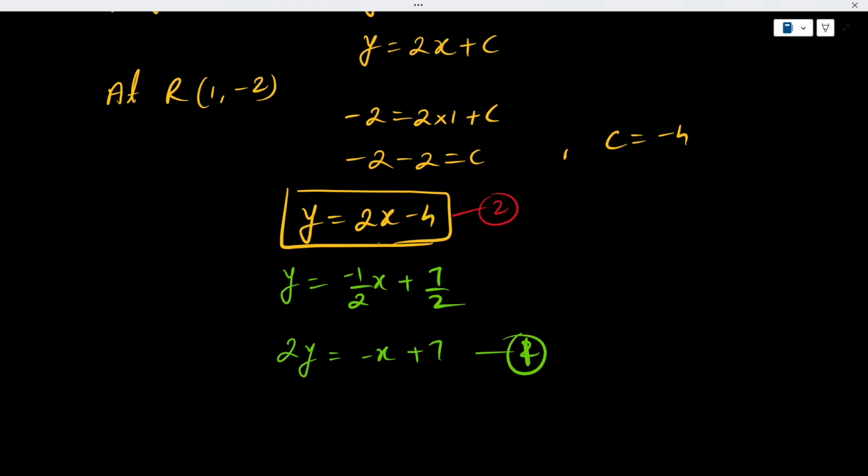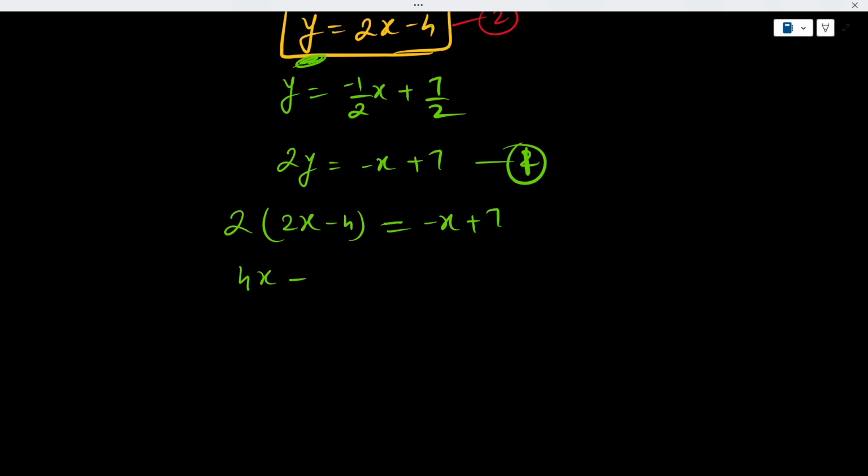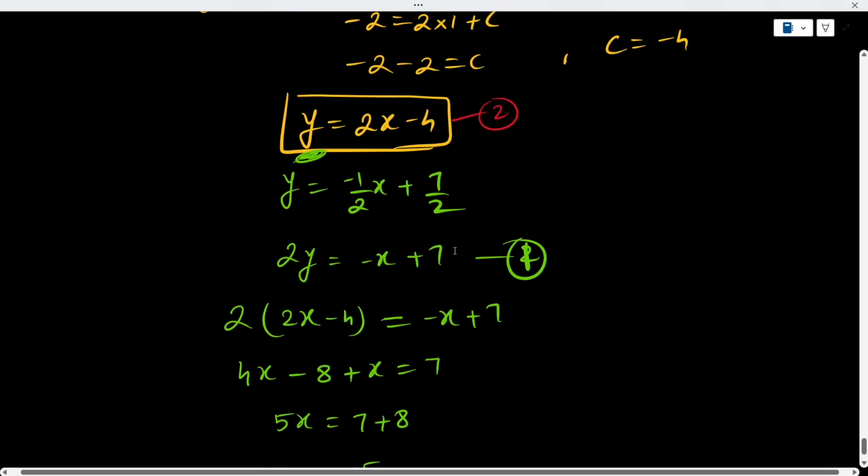Now can I substitute the y value from equation 2? You can follow the elimination method also. I am just directly doing the substitution method because I can see the solution directly. You can substitute the value of y. Now if you simplify, 4x minus 8 plus x equals 7. So that is going to be 5x equals 7 plus 8. So 5x is 15 and x equals 3. Now once you get x as 3, you can substitute it in any one equation to get the value of y.